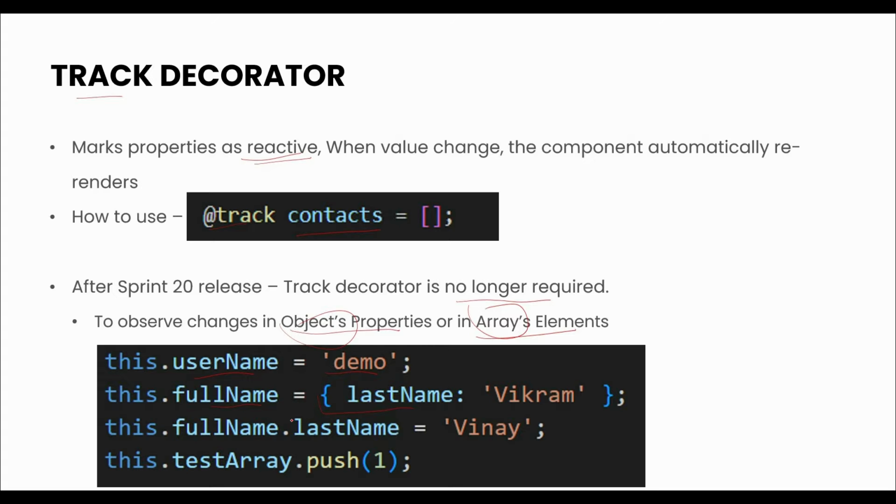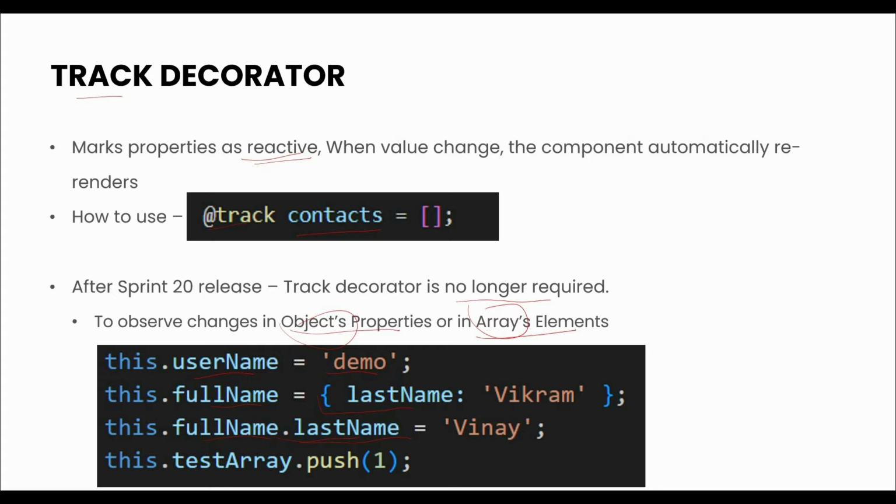But what if we update something in object properties instead of directly updating the main object? Like here we are not directly updating the value in the full name object. Here we are modifying the last name property of the full name object. Right. So in this case, changes will not be automatically observed by the framework. The framework will only observe when the property value is directly changed. If we are updating something in object properties, then that will not be observed and updated on the UI.